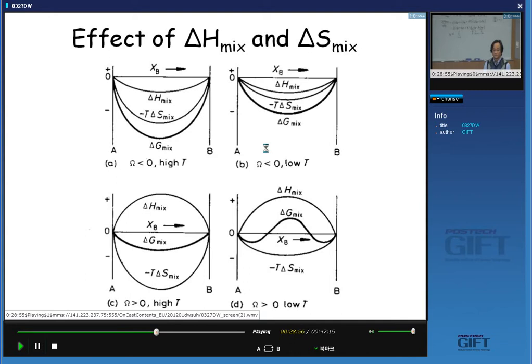So the thing is that this tangent should be close to positive infinity as the mole fraction of B is close to 1. And the reverse when the mole fraction of B is close to 0. Okay? That is the reason why we cannot make a 100% pure substance. That is the thermodynamic reason. Okay?